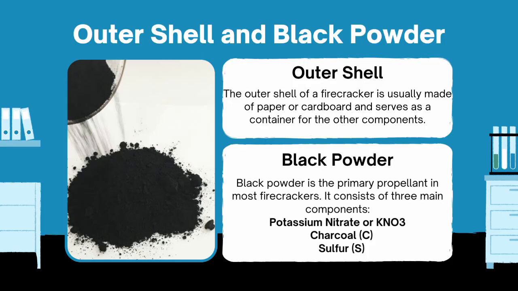Let's start by talking about the outer shell and the black powder. The outer shell of a firecracker is usually made of paper or cardboard, and it serves as a container for the other components. So basically, the reaction itself happens inside of the shell. Then we have the black powder. Black powder is a primary propellant in most firecrackers, and it consists of three main components.